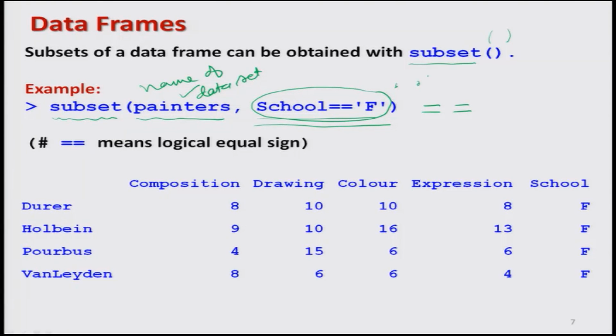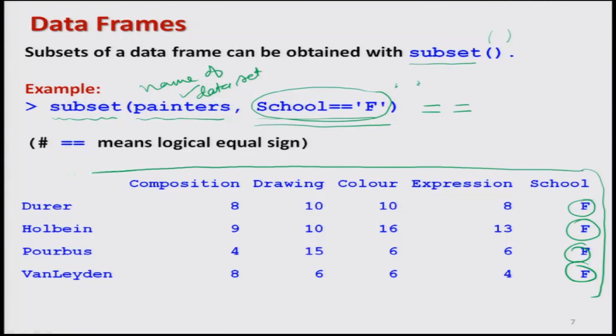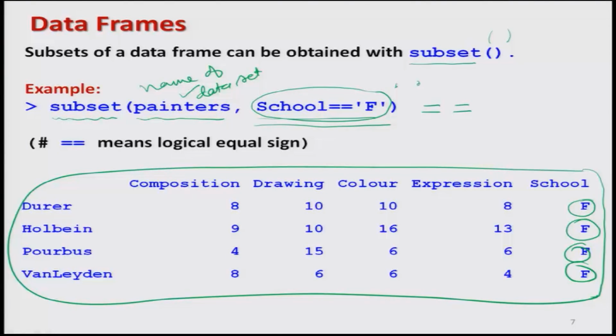Once I do it here, I get an outcome of this type. You can see now from the entire data frame, this subset command is giving me 1, 2, 3, 4 observations whose school is equal to F, and corresponding to which this is giving me this entire data set. So, this is a subset of the entire data set contained in the data frame painters. Right. So, why not do it over the R console and try to see what happens.